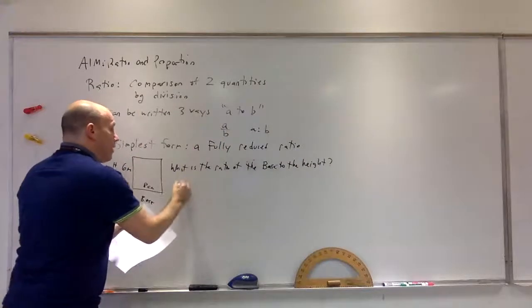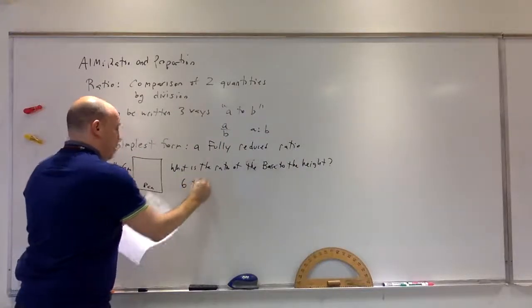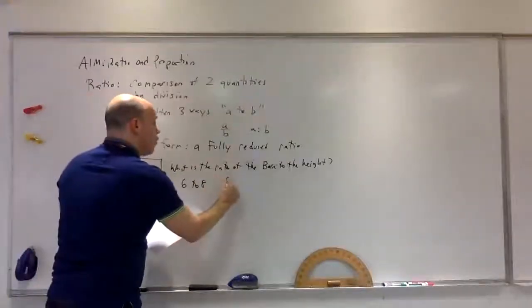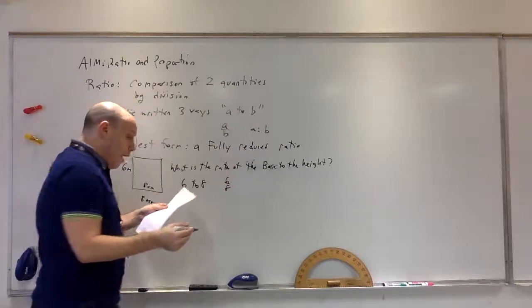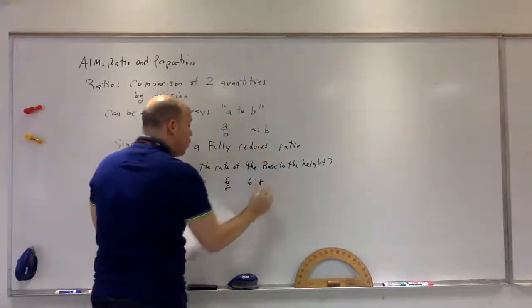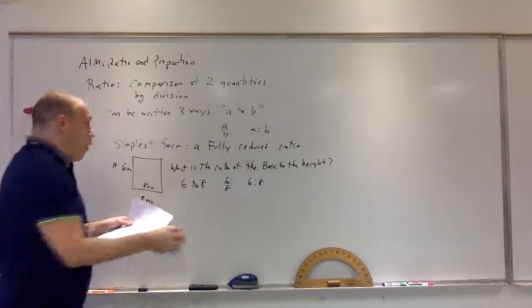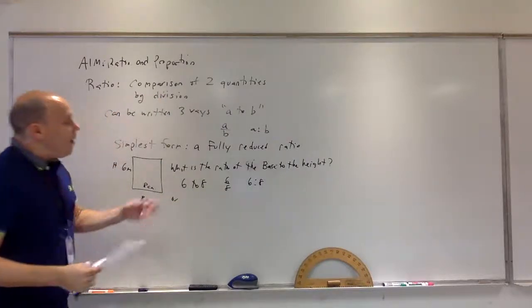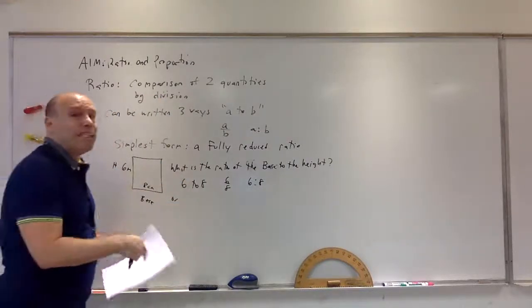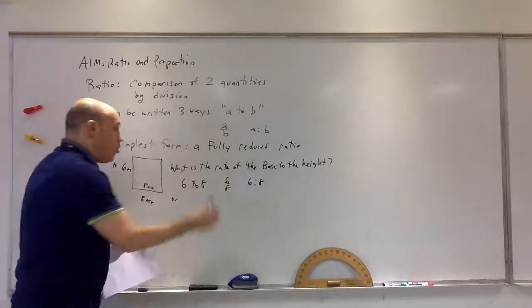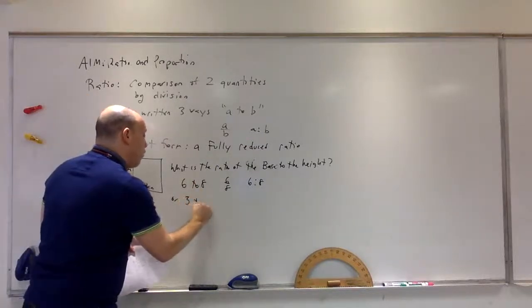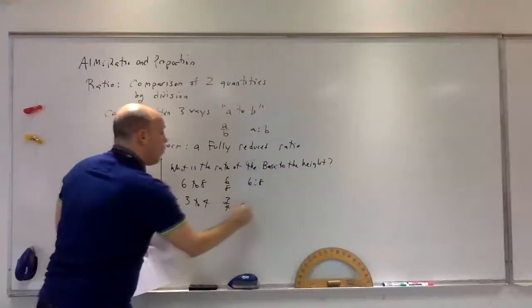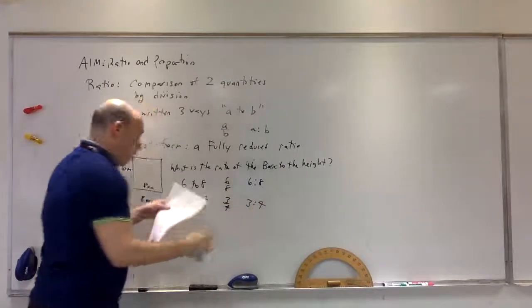Right? So you might write 6 to 8. You might write 6 over 8. You might write 6 colon 8, but you could also say, you know what? It's not in simplest form, so I'm going to write it in simple form. The ratio is 3 to 4.